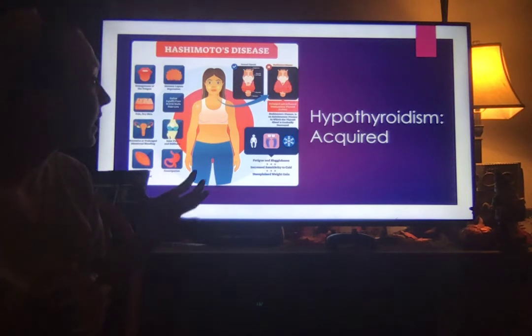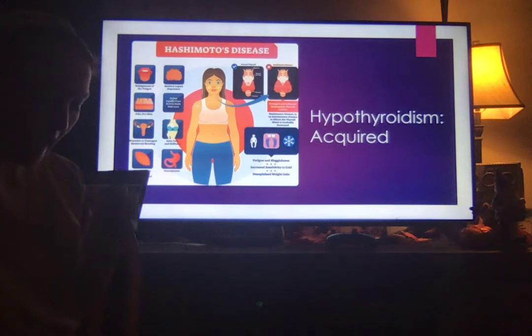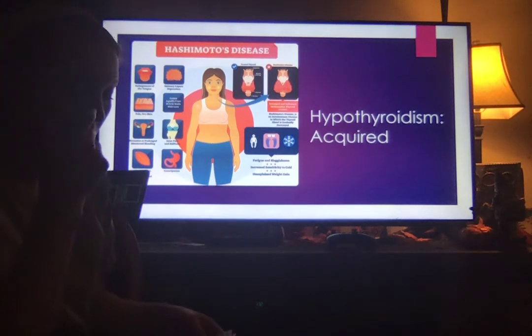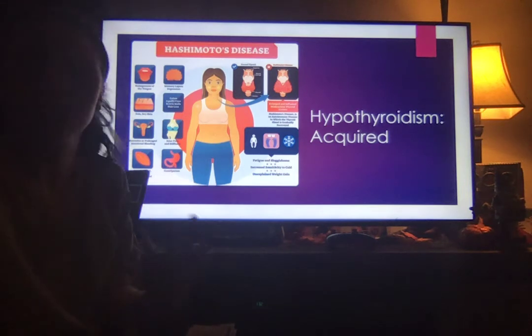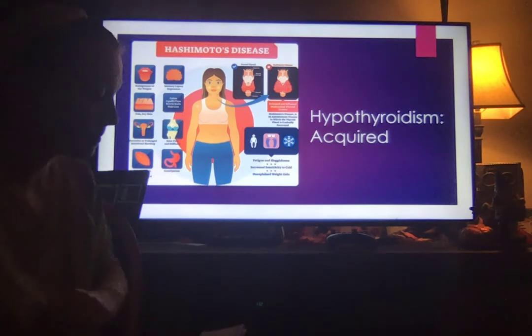And this is where your body attacks your thyroid tissue, and so the tissue dies. So if the tissue is dead, it's not going to produce those hormones anymore. It's going to be low hormone production, which would make your T3 and T4 not being produced, because those are the hormones that are being produced by your thyroid.